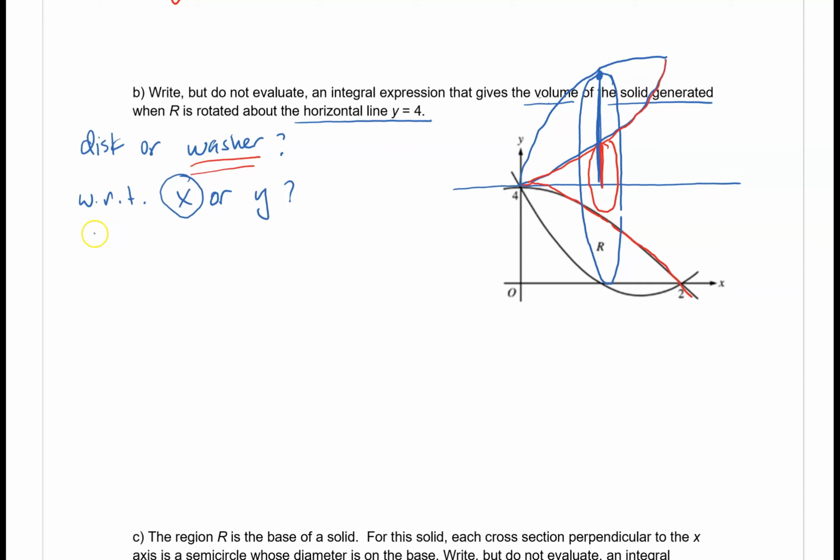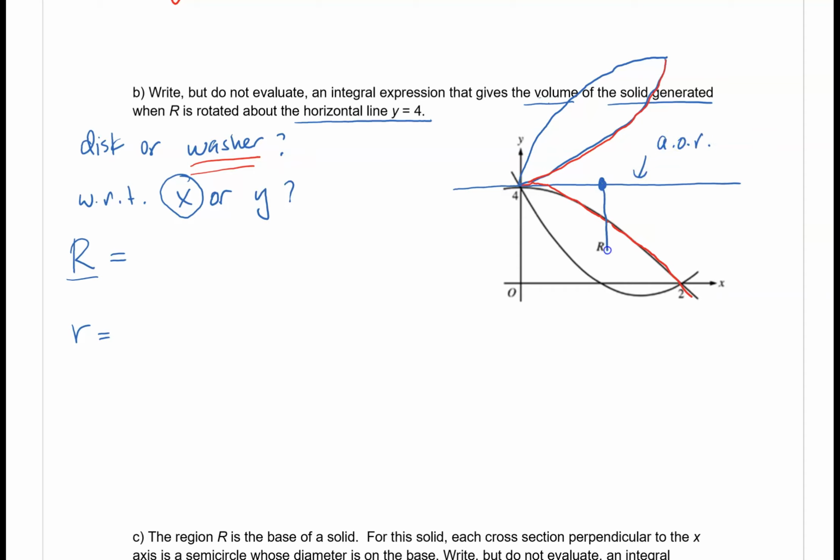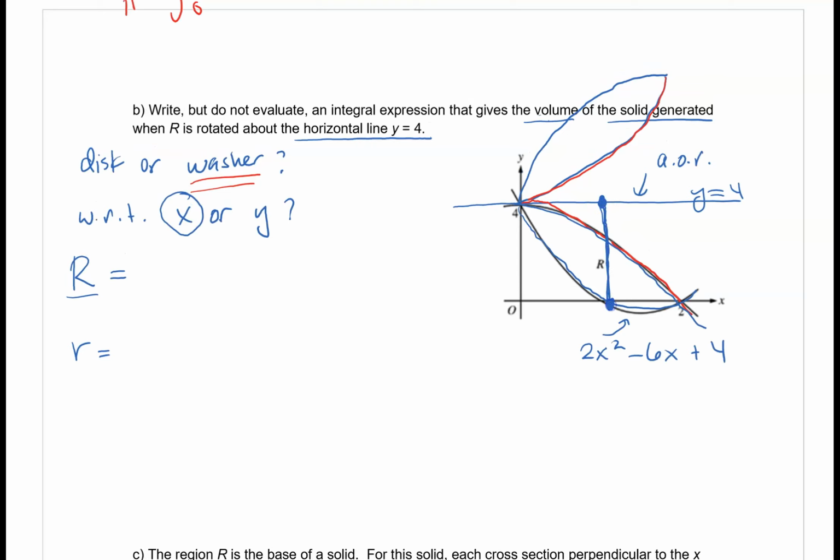So what I need to do now is figure out my equation for the large radius versus the equation for the smaller radius. To find the equation for the big radius, we look at the longer distance from the axis of revolution to the further boundary of the region. This region is bounded by two curves, this quadratic one here and the cosine one here. Now, the axis of revolution was this equation y equals 4, which is further away from the quadratic expression, the 2x squared minus 6x plus 4. So that vertical distance will be the longer radius.